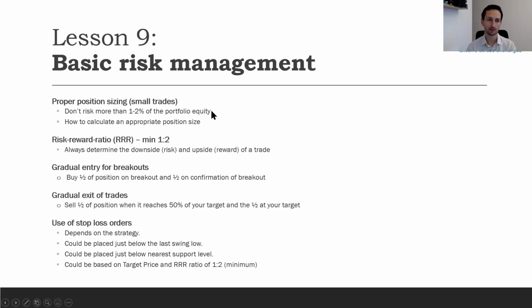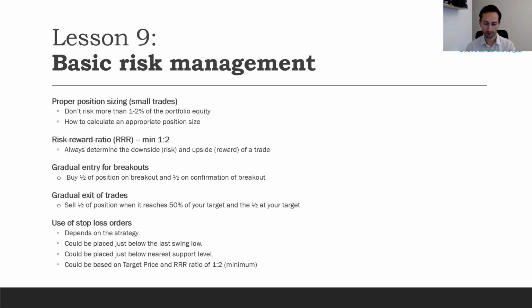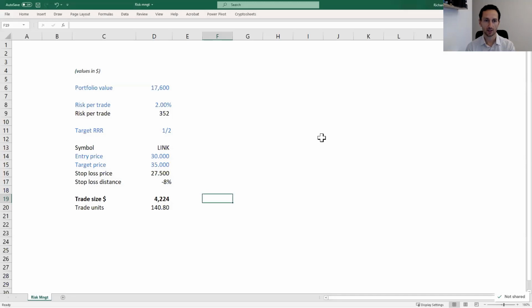How do we set the position sizing appropriately? Most of the traders out there follow the rule of not risking more than 1 to 2% of the portfolio equity. Portfolio equity meaning the value of your portfolio. I actually have an Excel spreadsheet that I share with you here. Here's the download for that.